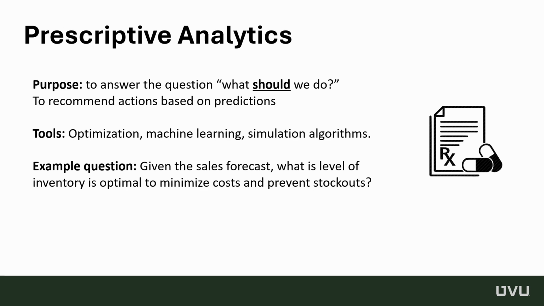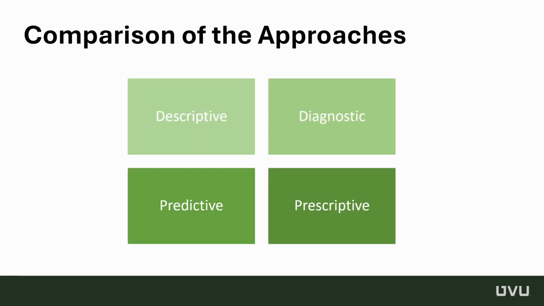Lastly, prescriptive analytics answers the question, what should we do? It builds on predictive analytics to recommend actions based on data insights. This often involves optimization, machine learning, and simulation algorithms. For example, a company might use it to determine the optimal level of inventory to minimize costs while preventing stockouts.